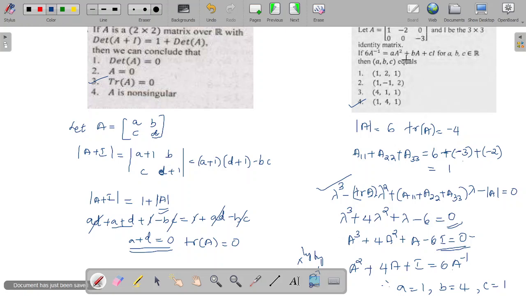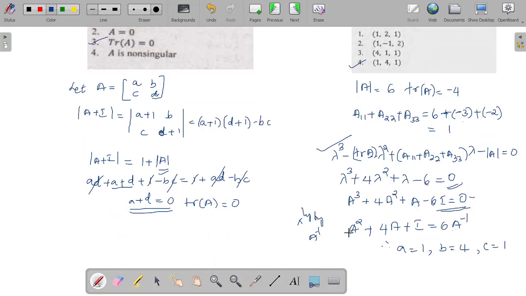So now compare the equation. What you have in the place of a: coefficient of A square is 1, b is 4 and c equal to 1. So fourth option is the answer.